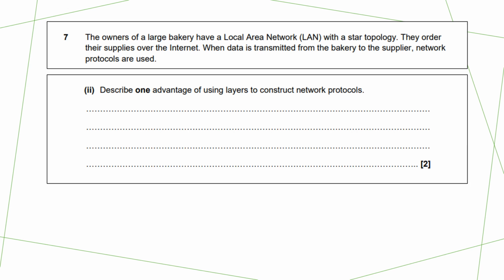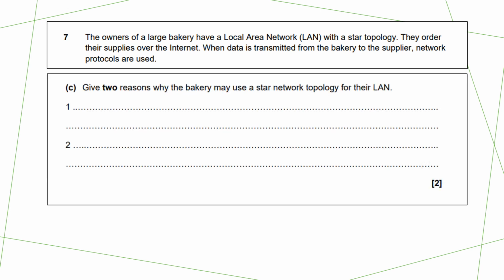Question 7. The second part of this question now says describe one advantage of using layers to construct network protocols. So I'm guessing at this point, if you don't really know what layers are, then you're going to really struggle to do this question. But if you do, and you think about why we actually use layers in the first place, then you should be able to talk about the benefits or advantage of using them. So have a little go, try and write something down even if you're not sure, and we will check the answers.